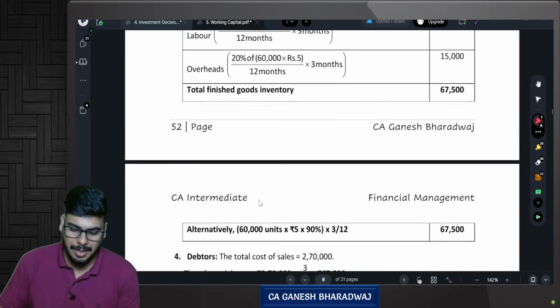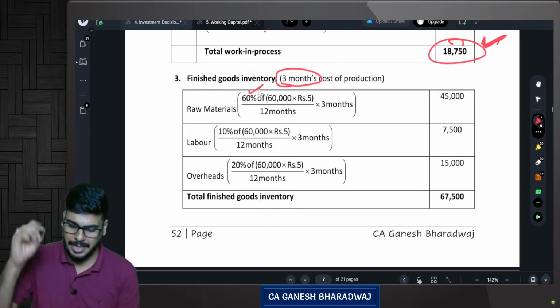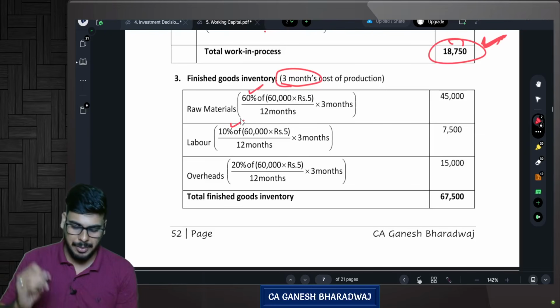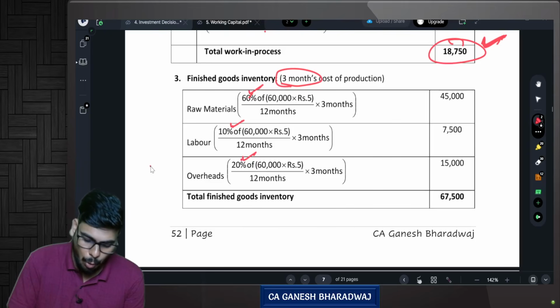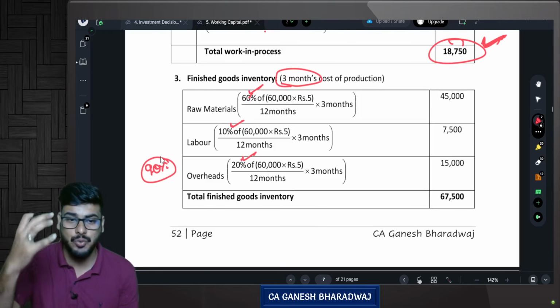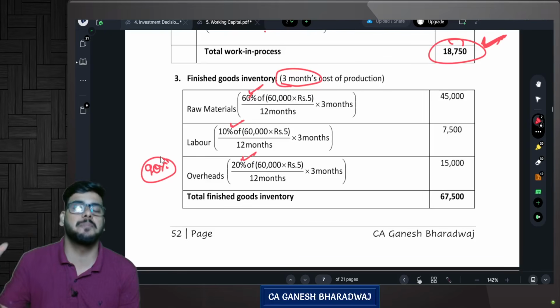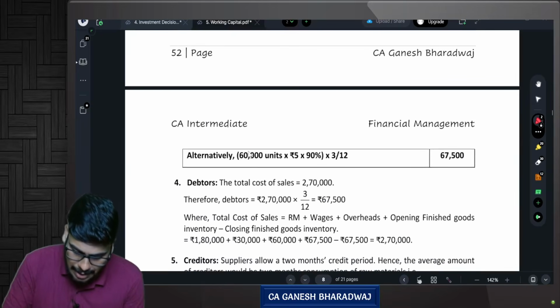So now you tell me, raw material cost is how much? 60% of my sales. Labor is 10% of my sales. Overheads is 20% of my sales. 60 plus 10 plus 20. Overall, can I say the overall cost that I incur for every unit of completed product is 90% of my sales? Yes.